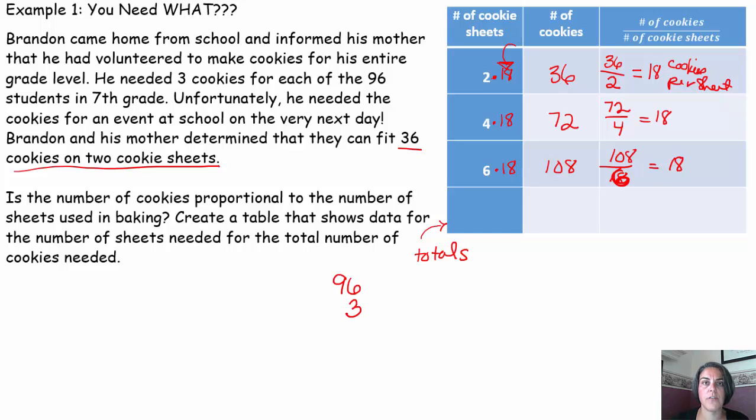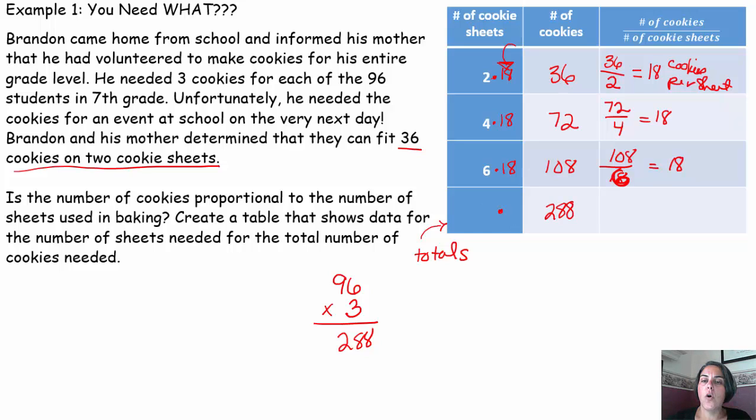So 3 cookies for the first student, 3 cookies for the next student, 3 cookies for the student after that. You can just take 96 times 3. Use your calculator if you need. And that will give you 288 cookies that Brandon and his mother need to make that afternoon.